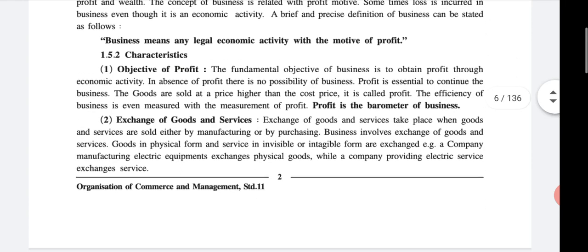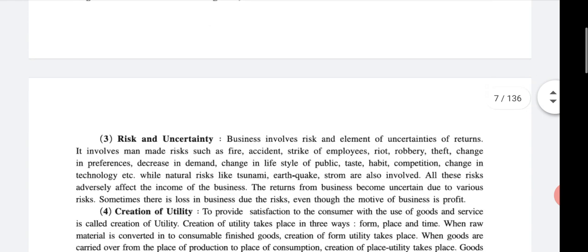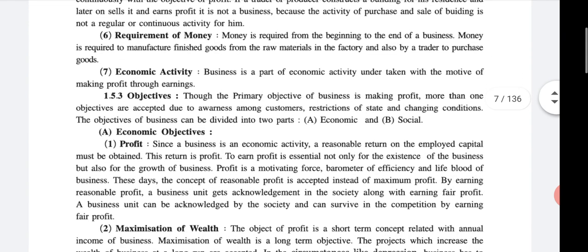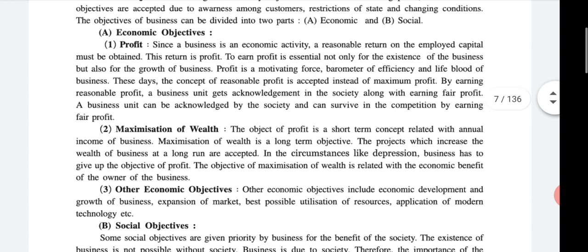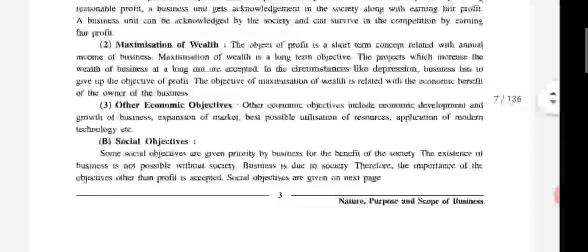And in lecture number 2, we discussed in detail the objectives of business. There are two main types: economic and social. In economic objectives, profit, maximization of wealth, and other economic objectives are included. Other objectives like economic development, growth of business, expansion of market, best possible utilization of resources, application of modern technology, etc. And then the social objectives of business.